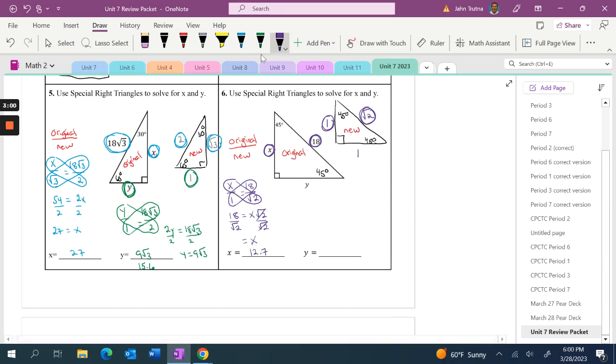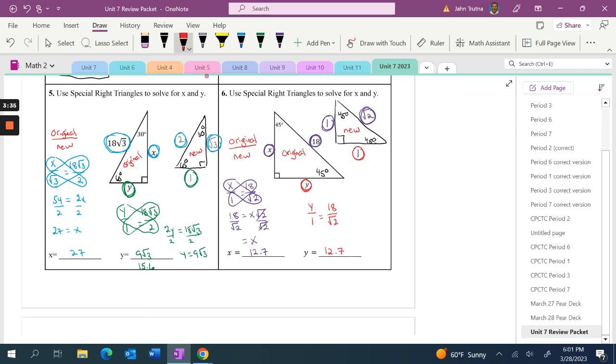Same idea for y. So to solve for y, I'm going to create two fractions. I'm going to start with the original triangle with the y. You can see y corresponds with 1. So I get the fraction y over 1. And then for my second fraction, I'm just going to use the same second fraction that I did in x, which is 18 over the square root of 2. And you can see this is the exact same problem as x. The only difference is I have y. So y is going to have the same answer as x. So x and y are both equal to 12.7.